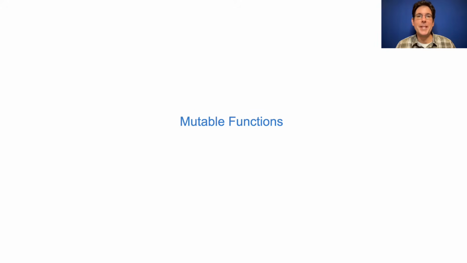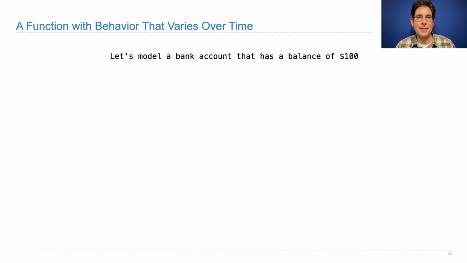Mutable values can be used to define mutable functions. So here's a function with behavior that varies over time. That's what makes it mutable. Every time you call it, you get a different result even with the same argument.